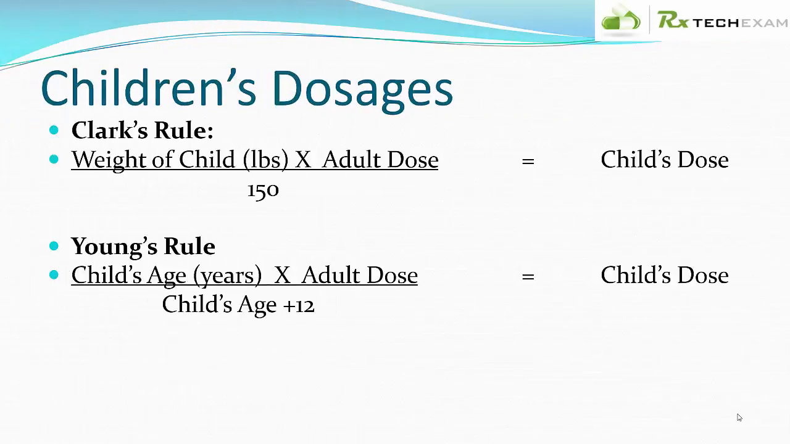Young's rule. So Young's rule says that if we take the child's age in years, multiply it by the adult dose, and then divide that number by whatever the child's age is plus 12, it'll give us the child's dose. Now, Young's rule is not as accurate as Clark's rule, although it's still accepted with some medications.